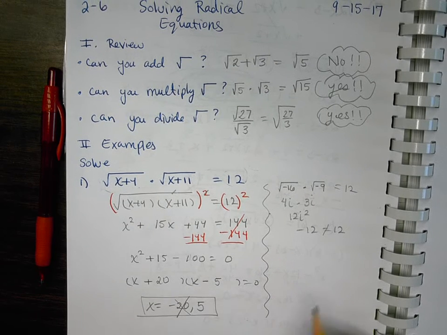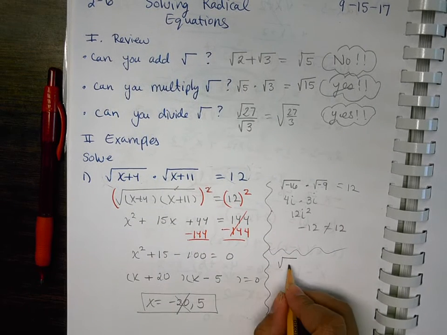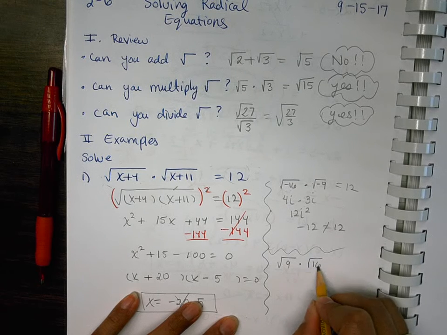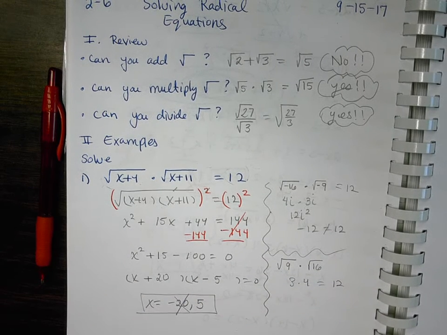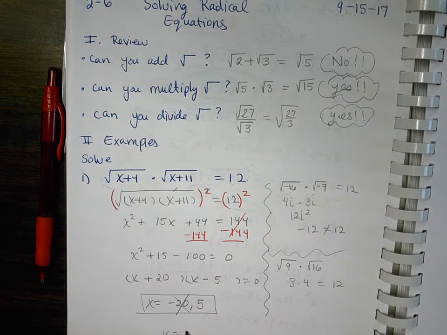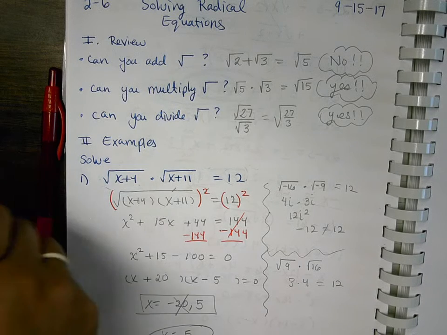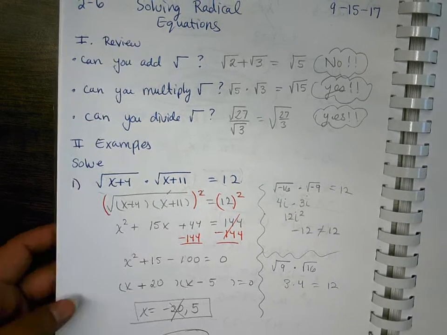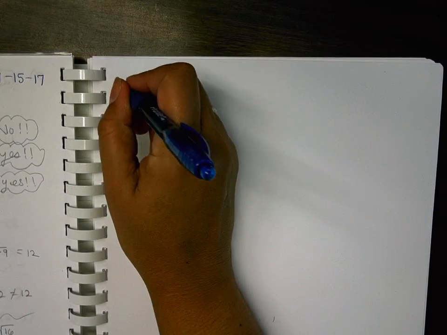No. All right, did anybody try 5 already? What's 5 plus 4, times what's 5 plus 11? And that one works. 3 times 4 is 12. All right, so our only answer is 5. Questions on that one? All right, number 2.